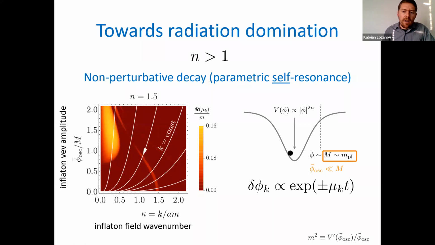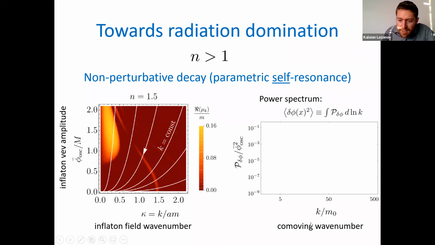Let's consider the actual evolution of the inflaton power spectrum. Here on the horizontal axis, we have the comoving wave number in units of some arbitrary constant mass scale M0. The data I'm about to show you is from a representative lattice simulation capturing the nonlinear dynamics of the inflaton field and the background expansion of the universe.